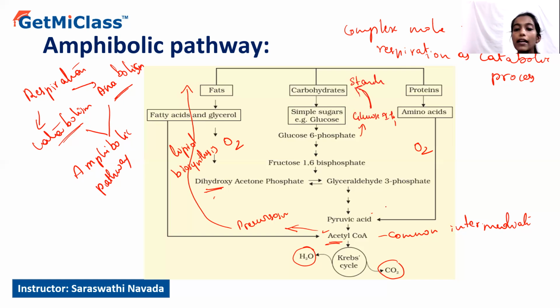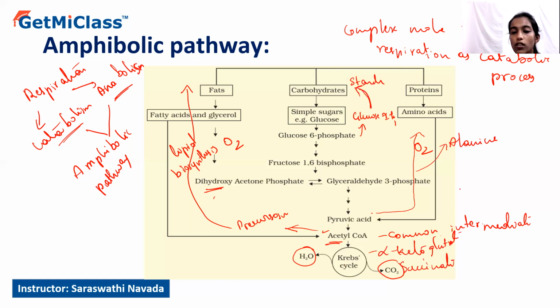Similarly, if we consider pyruvic acid and the various intermediates of the Krebs cycle, such as alpha ketoglutarate or succinic acid, or succinate, all these are used in the biosynthesis of amino acids. So they are used in the synthesis of amino acids. Pyruvic acid is used in the synthesis of alanine, that is one amino acid.